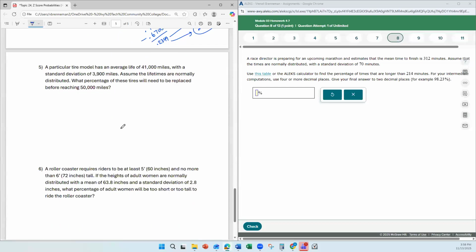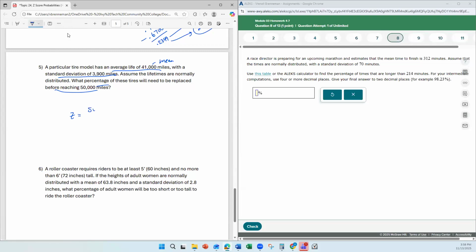All right, a tire model has an average life of 41,000 miles, so that's the mean. Standard deviation of 3,900. We're looking for what percent will need to be replaced before reaching 50,000. So looking for the percent that go less than 50,000. So don't need to do any extra work. Just find the z-score, look it up, convert to percent form.